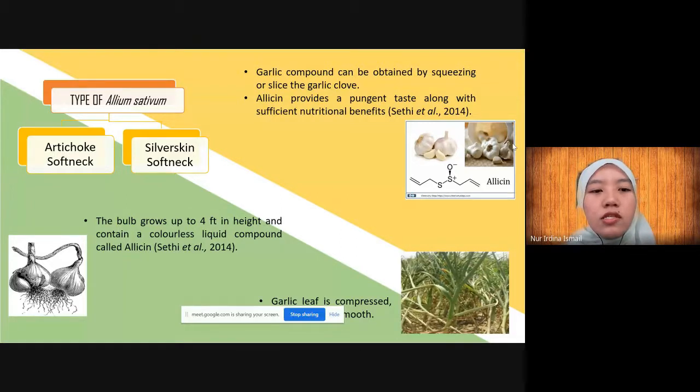Next, there are 2 types of Allium sativum, which are artichoke softneck and silverskin softneck. The characteristic of Allium sativum is that the plant grows up to 4 feet in height and the bulb contains a colorless liquid compound called allicin. The garlic leaf is compressed and elongated, and the allicin compound can be obtained by squeezing or slicing the garlic clove. It also provides a pungent taste along with sufficient nutritional benefit.